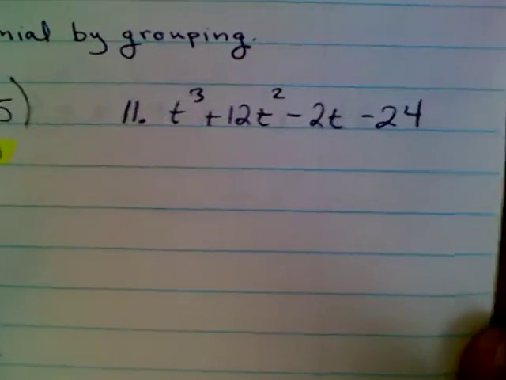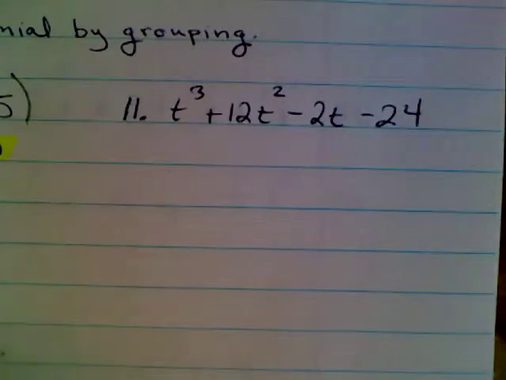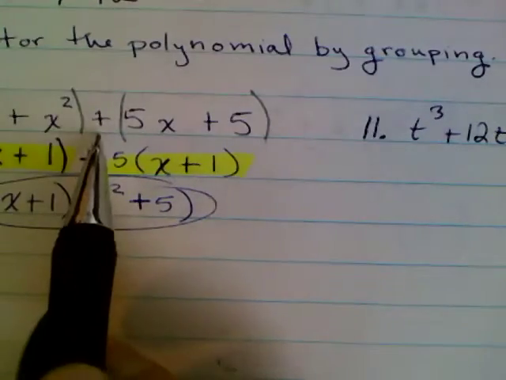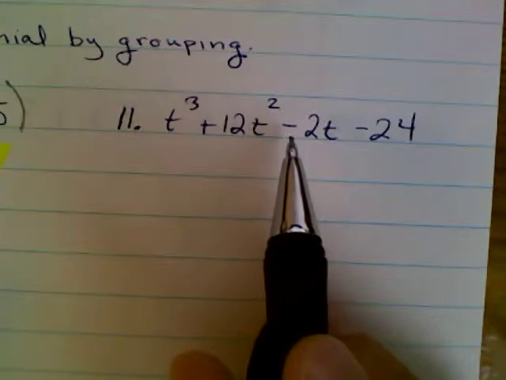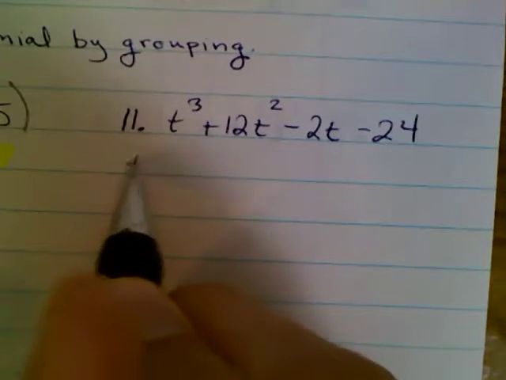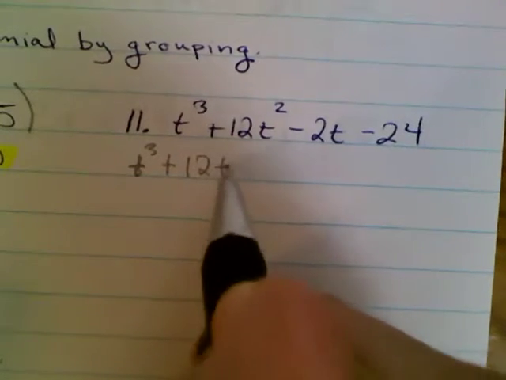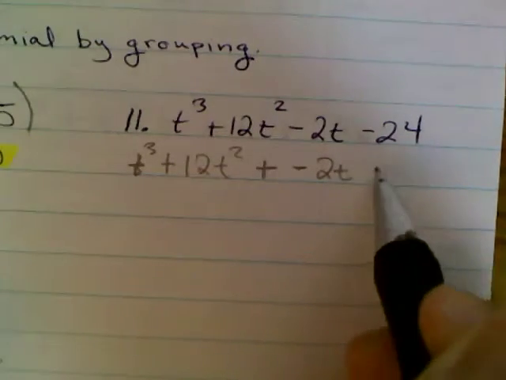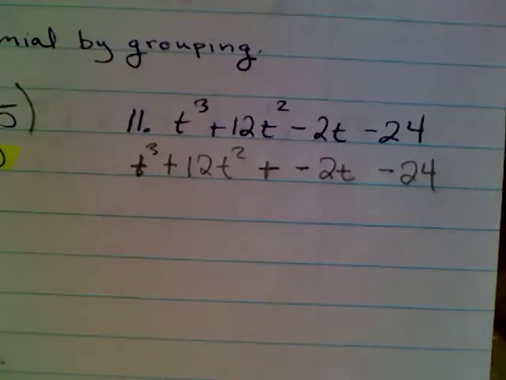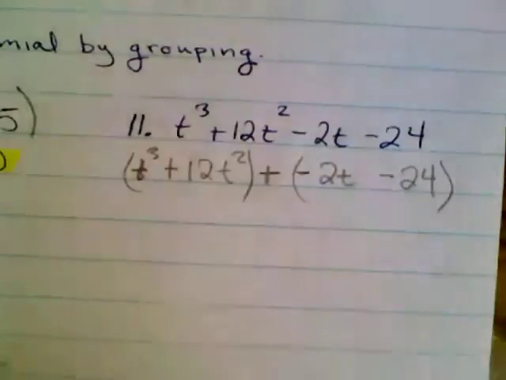Here's number 11, and on number 11 you want to take a little bit more time in your grouping step, because notice when you group, you're supposed to have a plus sign between your parentheses. This has a minus sign right in front of that term that I want to group. So what I'm going to do is take another step and write it as t cubed plus 12t squared plus negative 2t minus 24. Okay, so now I'm going to group the first two terms and the last two terms.